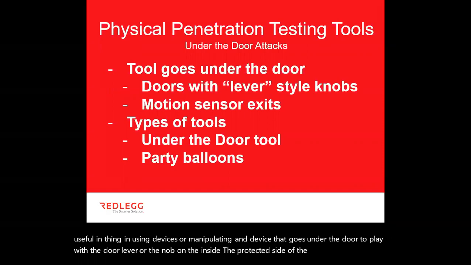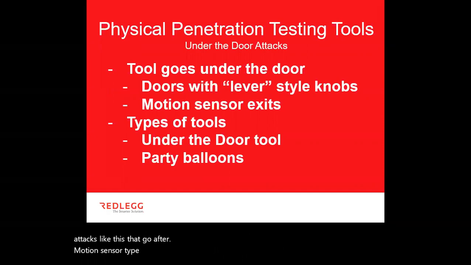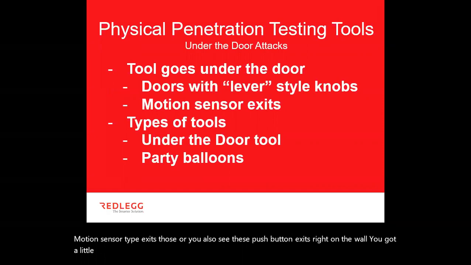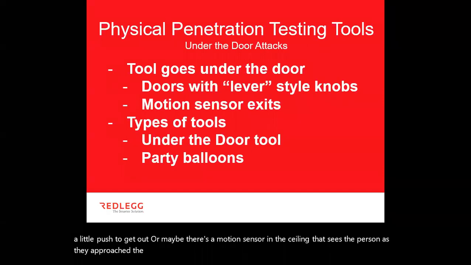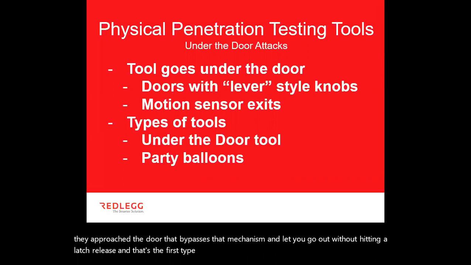We also can see attacks like this that go after motion sensor type exits, or you also see these push button exits, right? On the wall, you got the little push to get out, or maybe there's a motion sensor in the ceiling that sees the person as they approach the door, that bypasses that mechanism and lets you go out without hitting a latch release.